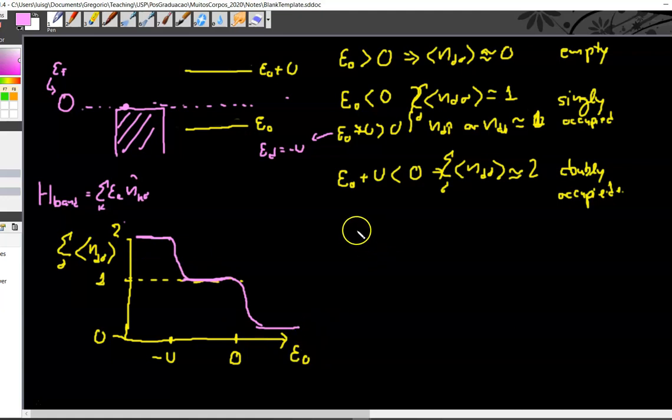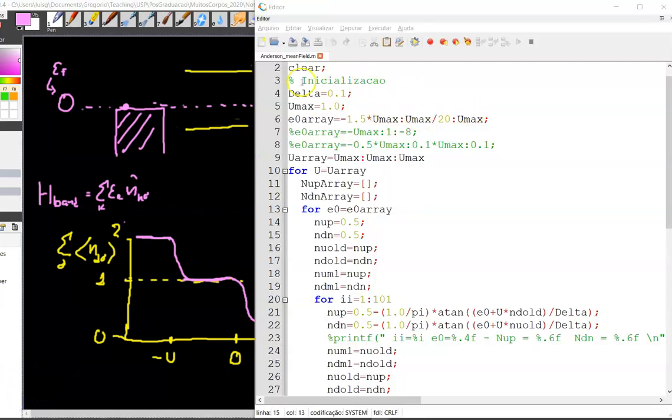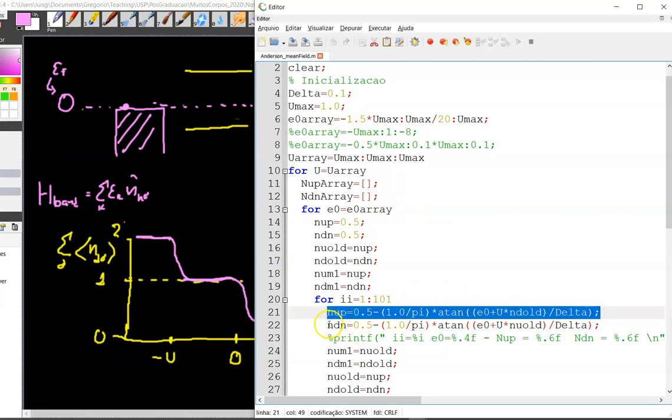So remember, we're doing this mean field approximation. So at the very least, we would like the mean field to recover this qualitative picture that we want. So let's take a look at a script that I wrote that calculates the mean field occupation and try to reproduce this. Okay, so this is a script that I wrote, essentially solving those mean field equations self-consistently.